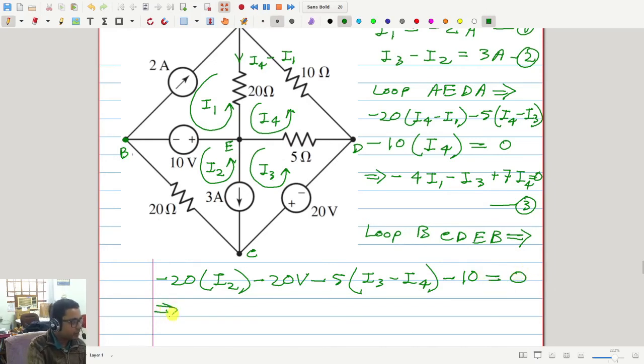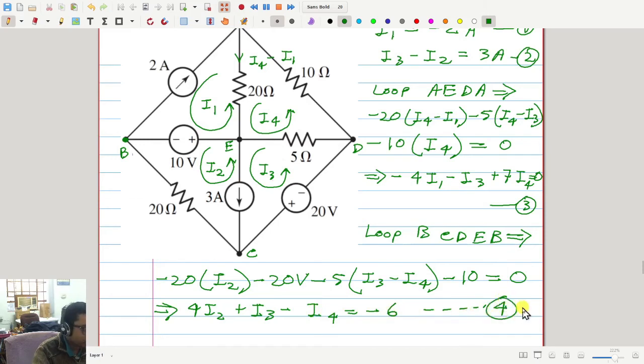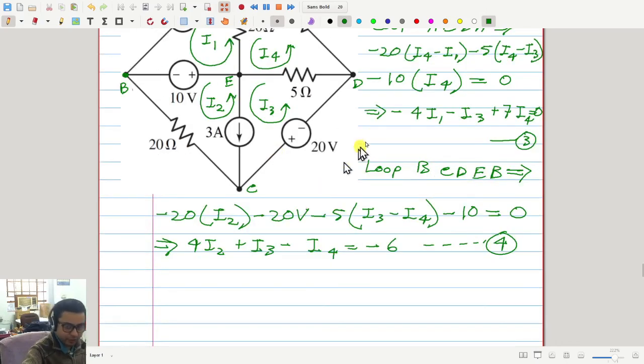Now if you simplify, what will you get? 4I2 plus 3I3 minus I4 equal to minus 6. Equation number 4. Okay, so we have 4 equations, 1, 2, 3 and 4, and there are 4 unknowns, I1, I2, I3 and I4. Let me just tell you the final solution, because you can simplify it yourself, right?